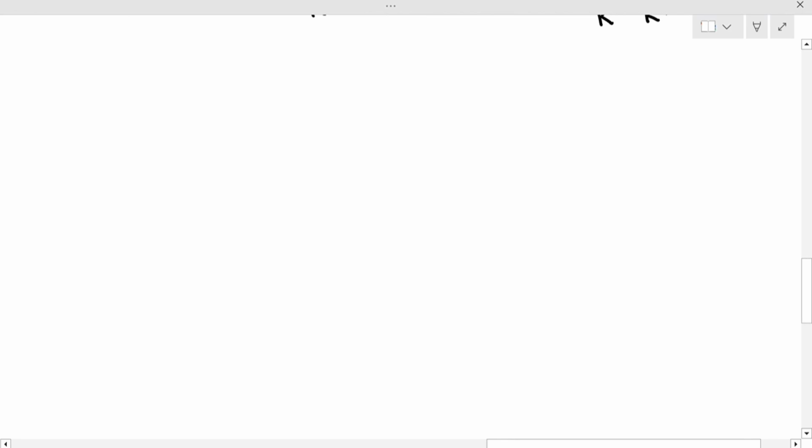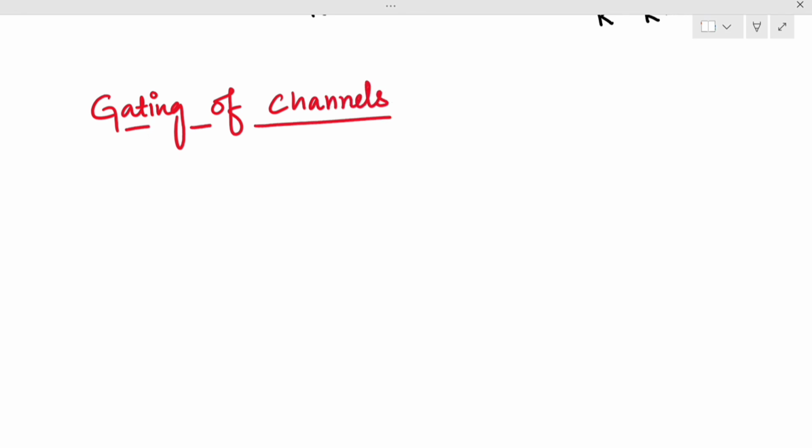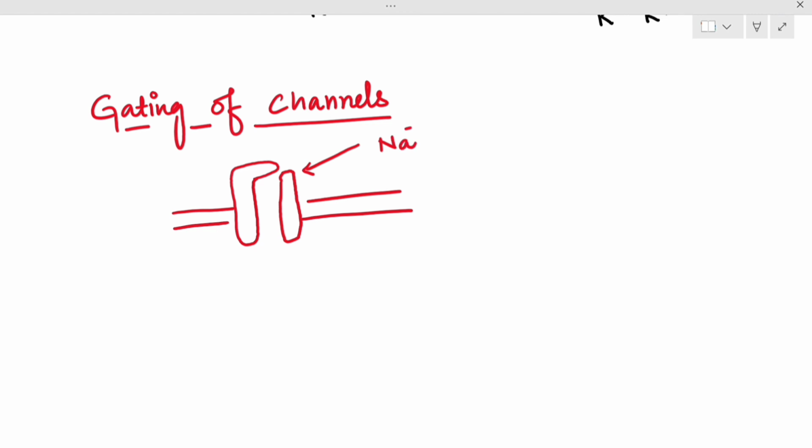Okay. Moving on to the next part, that is gating of channels. So what do we mean by gating of channels? Like the channels have the gate, in simple words. Like this is a sodium channel. So this portion is the gate.